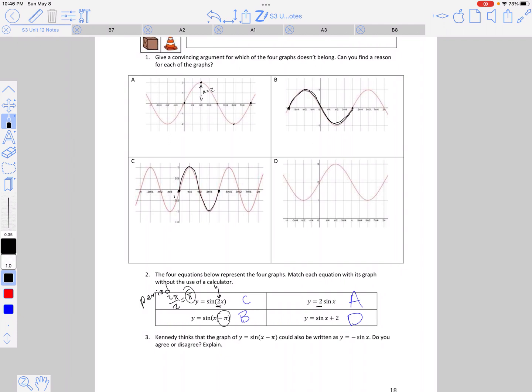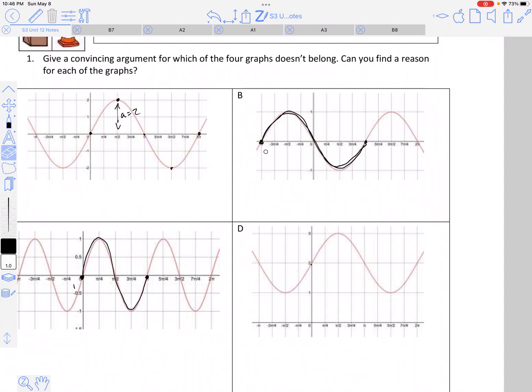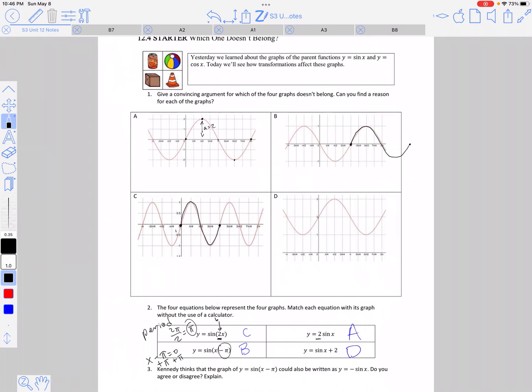B was, yep, a phase shift. So not a reflection like I said, but a phase shift. So if you take x minus pi, set it equal to 0, add pi to both sides, that got shifted positive pi. So I drew it wrong. How it actually wanted it to be is shifted over to pi, right? And then D, the midline just got moved up 2.